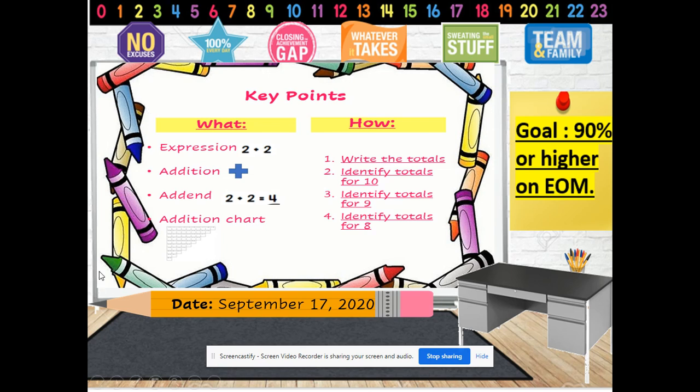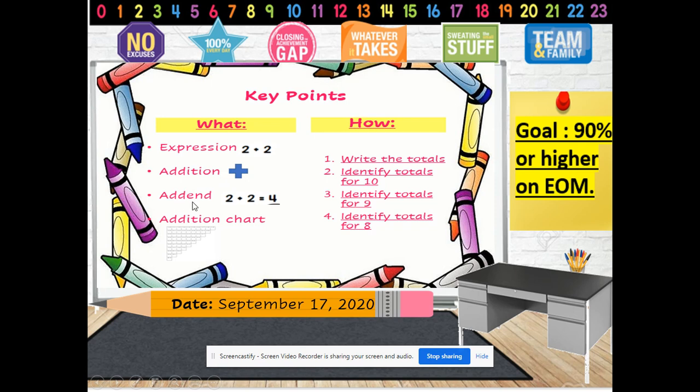Our key points. What do we need to know to be successful? Well, we need to know what an expression is. An expression is something that is just like 2 plus 2. It doesn't have a total, doesn't have an equal sign. And there are expressions on our addition chart. Addition is another word for plus, so I put the plus symbol here to remind you.